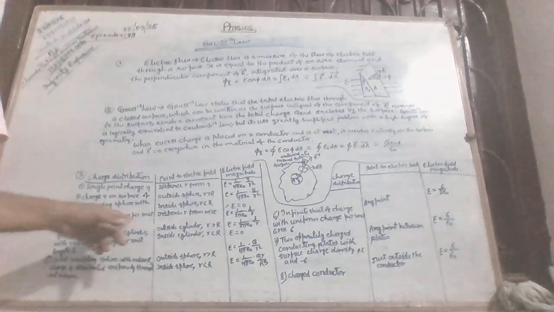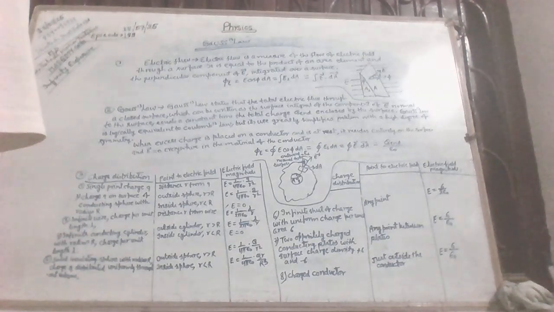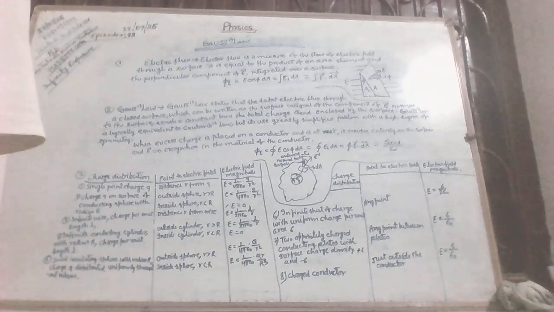Infinite wire, charge per unit length lambda, distance r from the wire: E = 1/(2 pi epsilon naught) lambda/r. Infinite conducting cylinder with radius R, charge per unit length lambda: outside the cylinder, r is greater than R, so E = 1/(2 pi epsilon naught) lambda/r, and inside the cylinder, r is smaller than R, then E = 0.